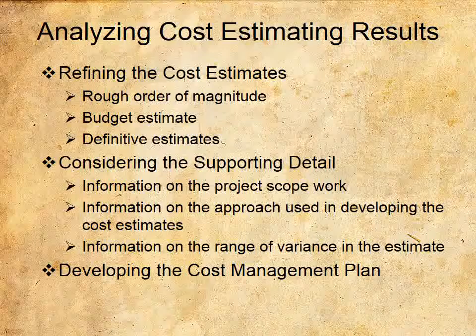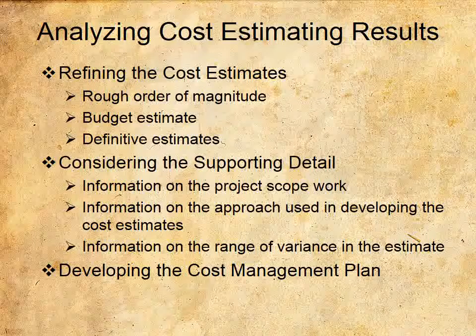Definitive estimates. This estimate type is one of the most accurate. It is used late in the planning processes and is associated with bottom-up estimating. The range of variance for the estimate can be -5% to +10%.